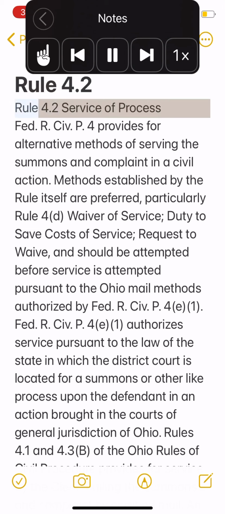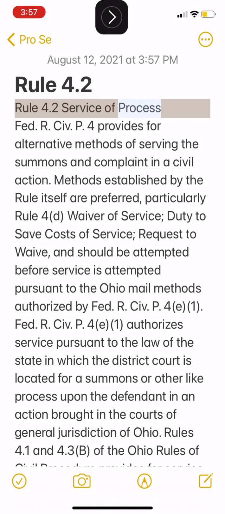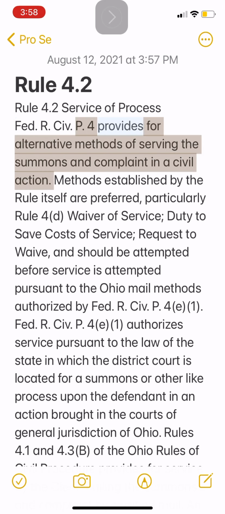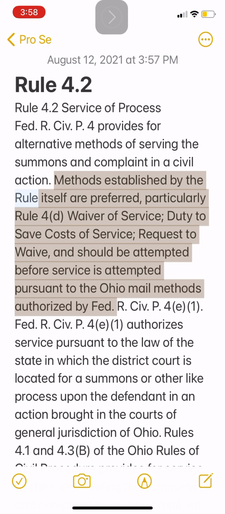Rule 4.2, Service of Process. Fed. R. Civ. P. 4 provides for alternative methods of serving the summons and complaint in a civil action. Methods established by the rule itself are preferred, particularly Rule 4(d), Waiver of Service: duty to save costs of service, request to waive, which should be attempted before service is attempted.